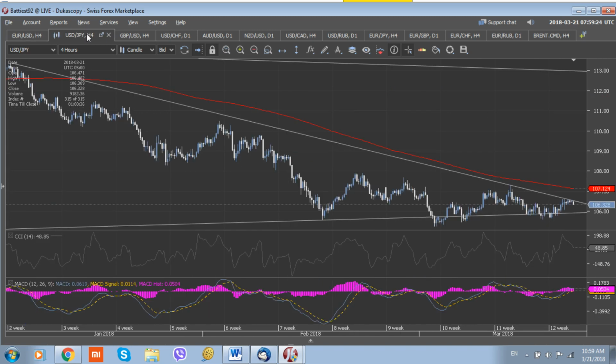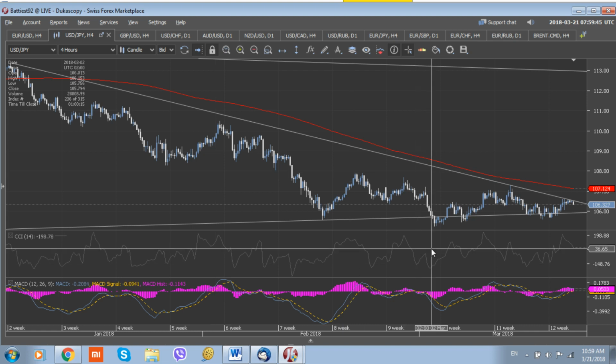The dollar yen, we still suggest it's a sell on possible rallies. In the short term, our view is that while the pair is trading below 107.90, the pair should retest its current lows around 105.25, the lows of March.